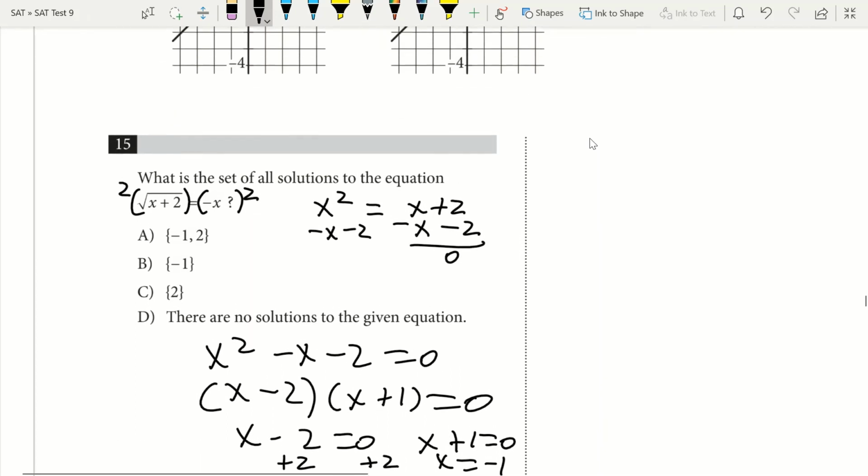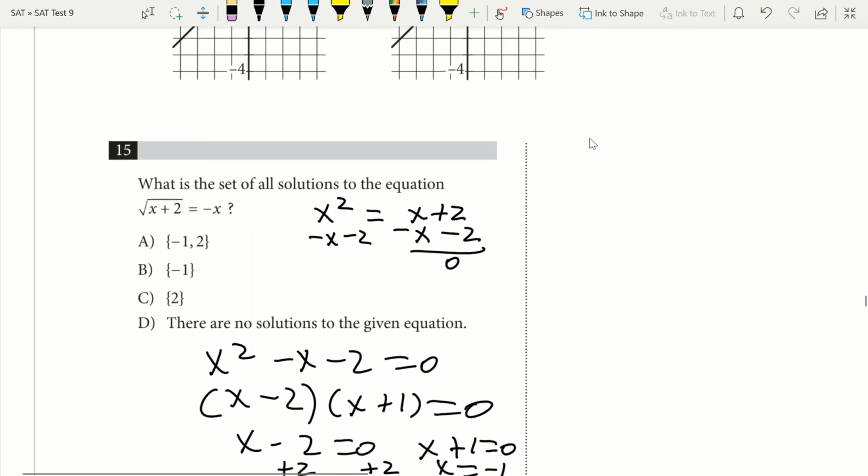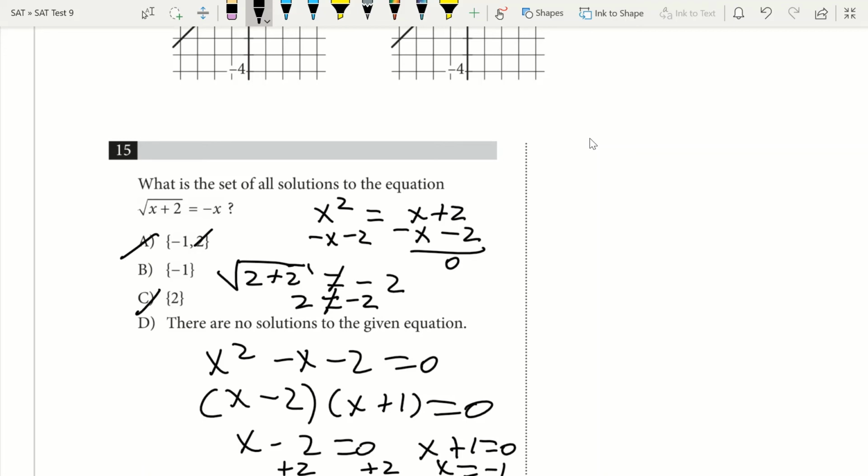So we'll start with 2. So I'm going to erase this. Now if I were to plug in 2, I would have root 2 plus 2 is equal to negative 2. Now is this true? Well, root 2 plus 2 is the same as square root of 4, which is 2. Now does 2 equal negative 2? It does not, which means that 2 cannot be an answer choice. So we can get rid of A and C.